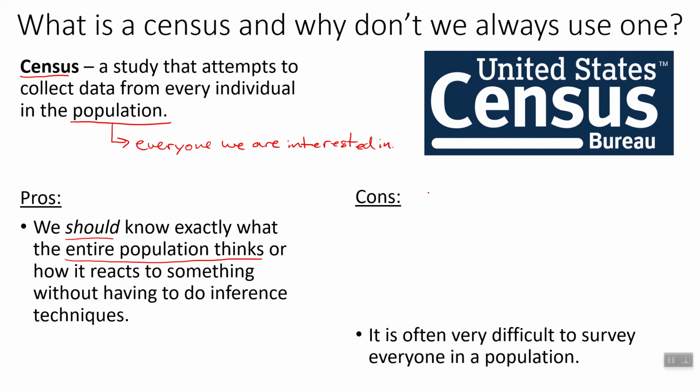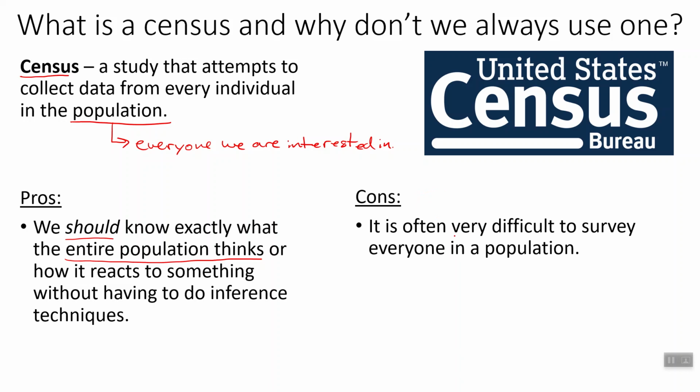So the cons to this. Sometimes it's very difficult to do a census because a population can be very big. Like we have 328 million people, at least estimated, in the United States. And it's very difficult to interview 328 million people. It would take a very long time.